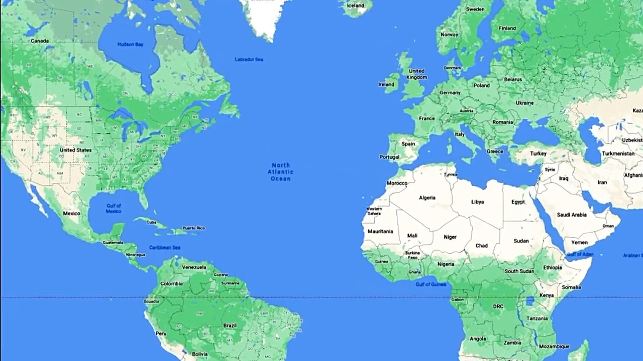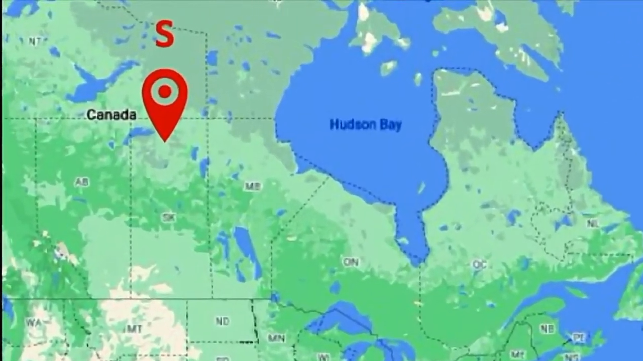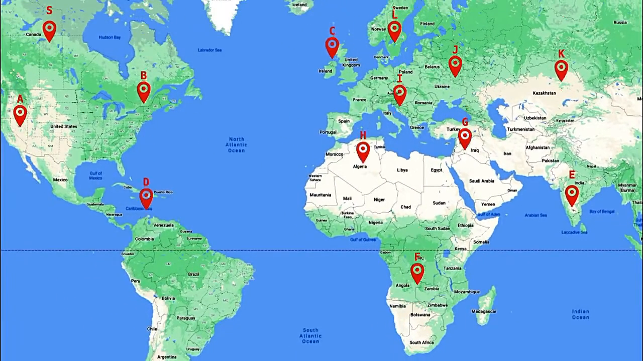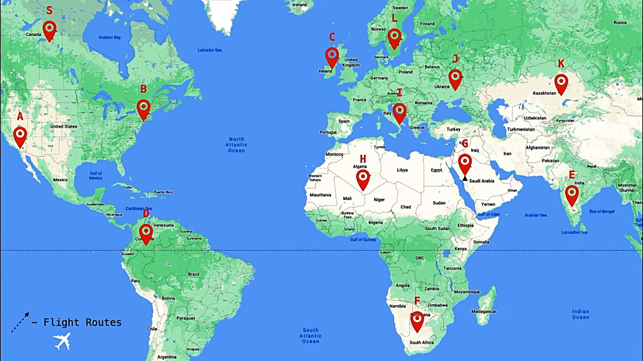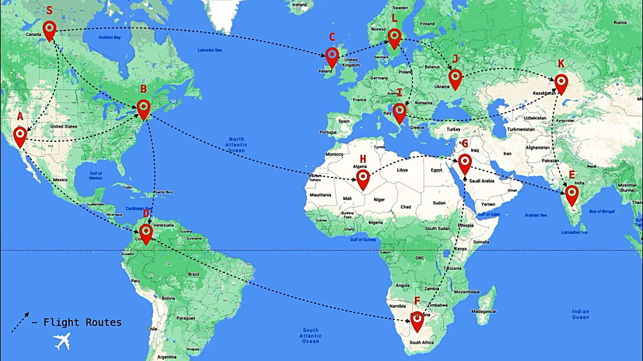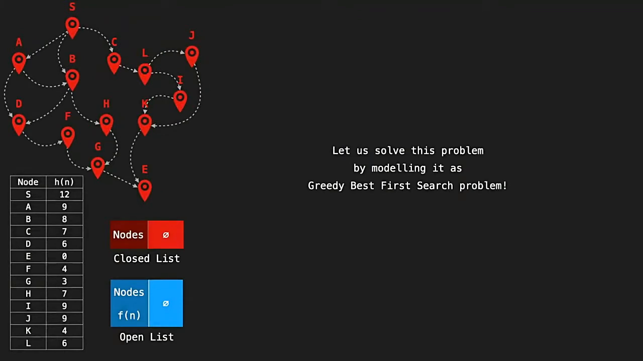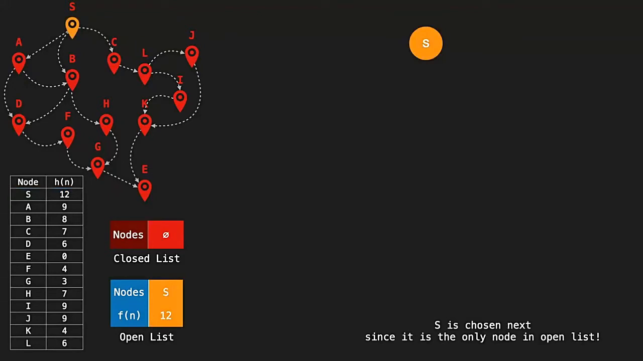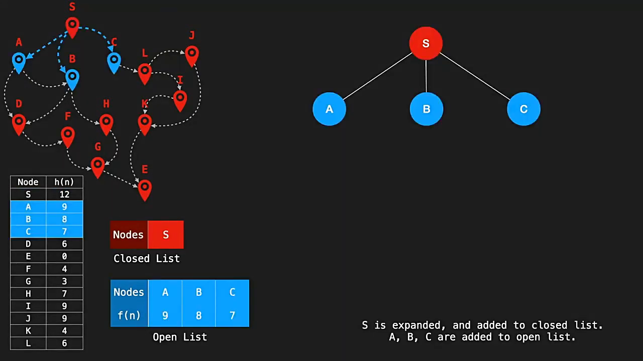Let us now consider a real-world example where you are in Canada and you want to travel to India. Hypothetically assuming these are the only countries with airports and these are the flight routes. To choose the best route to India, let's solve this problem by modeling it as a greedy best first search problem. We maintain a closed list and an open list. Initially, we add the start node to the open list. Since S is the only node, we expand it and add its successor nodes to the open list. Since S is visited, we add it to the closed list.